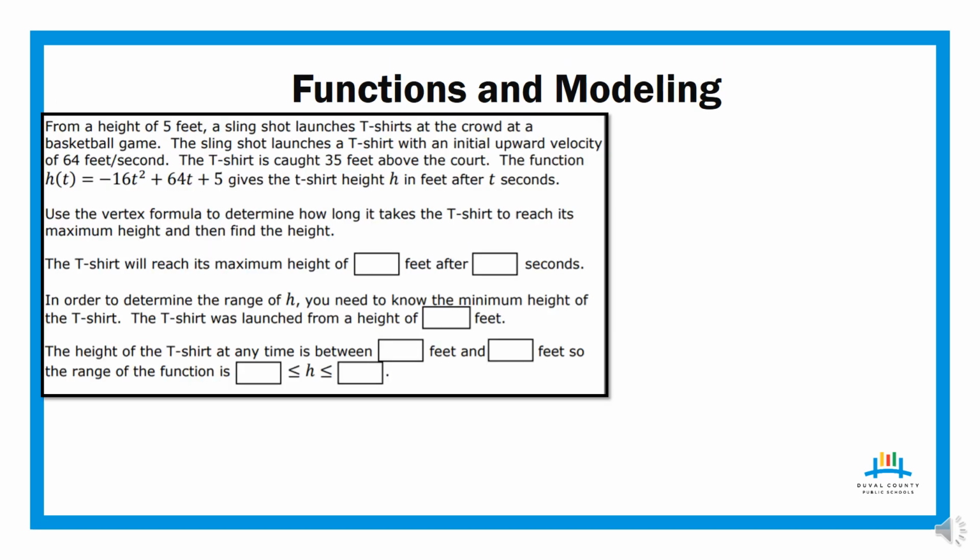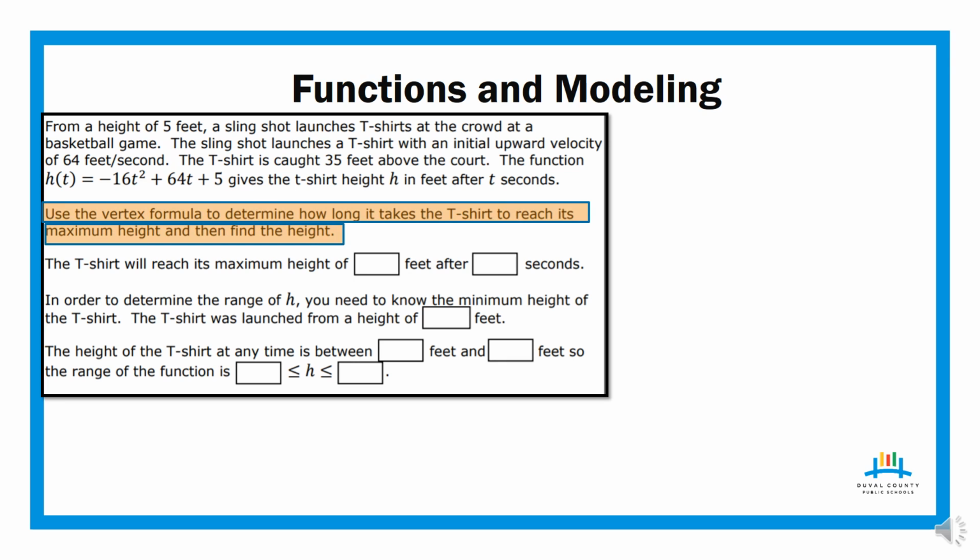From a height of 5 feet, a slingshot launches t-shirts at the crowd at a basketball game. The slingshot launches a t-shirt with the initial upward velocity of 64 feet per second. The t-shirt is caught 35 feet above the court. The function h of t equals negative 16t squared plus 64t plus 5 gives the t-shirt height h in feet after t seconds. Use the vertex formula to determine how long it takes the t-shirt to reach its maximum height, then find its height. So the problem is asking us to use the vertex formula to identify how long it takes the t-shirt to reach its maximum height and to find the height.